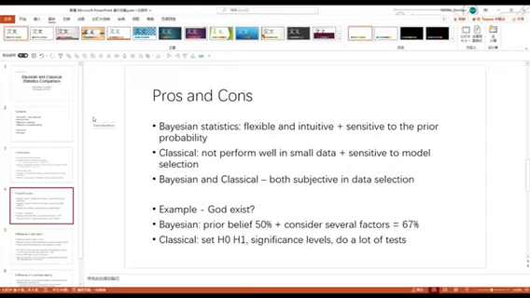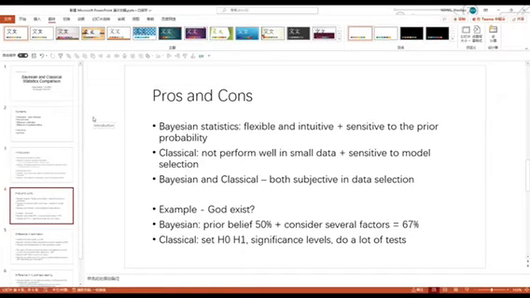Here is a very interesting example: does God exist? There is a philosopher who gives reasoning using Bayesian statistics. First he set the prior belief at 50% that God exists. Then he considered several factors, and every factor corrected the belief. The final result is 67%.